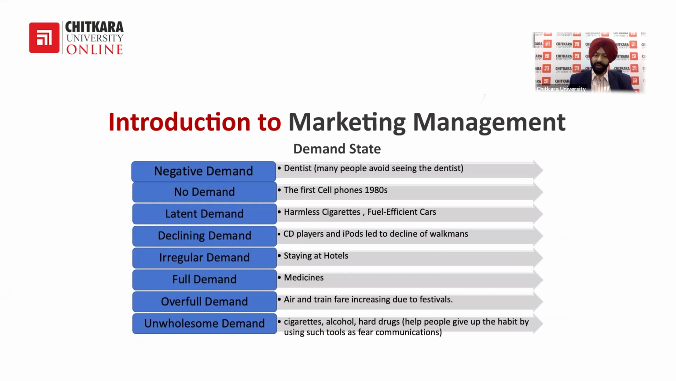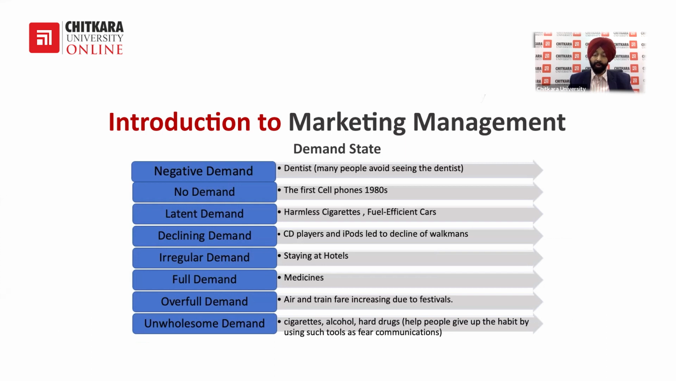If I talk about no demand, I'm sure we use cell phones, but if you look at the cell phones which were introduced way back, say 10 years, 20 years back, they become redundant because we are looking at a superior version of phones. Now we're looking at smartphones, and they were not smartphones, so they're no longer in demand. Let's look at latent demand.